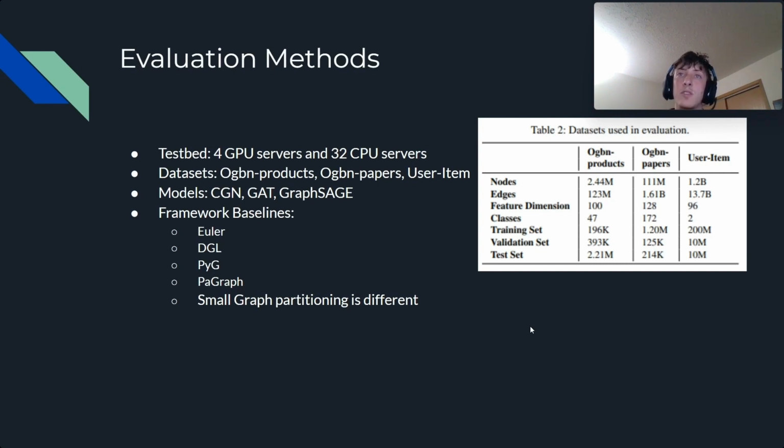When taking these measurements, DGL uses METIS for small graphs like OGBN products and random partitioning for large graphs. Euler, on the other hand, uses random partitioning for all of its graphs. Comparatively, the algorithms presented by the researchers in BGL are just two-hop neighbor algorithms.